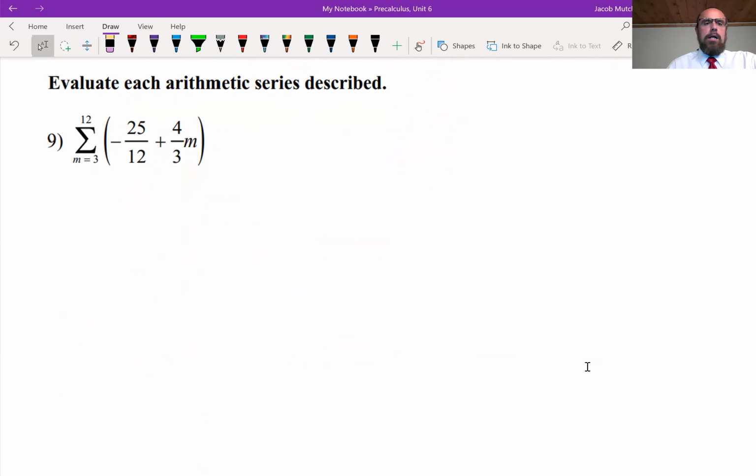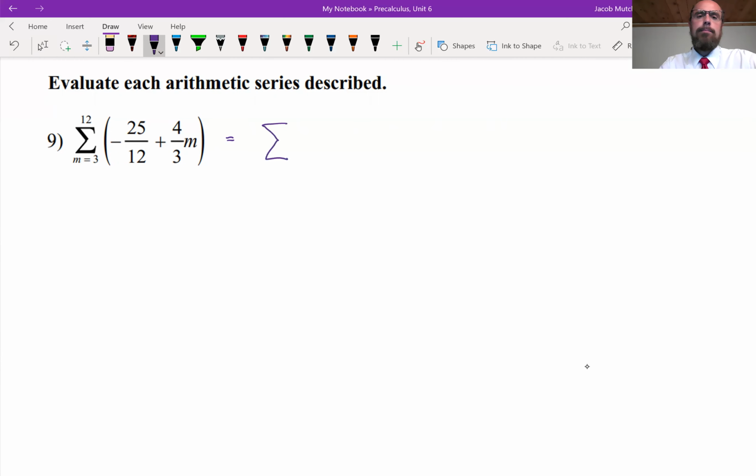Let's take a look at number 9. So this example is different from our previous sigma notation series in that it does not start from m equals 1. It starts from m equals 3. So my formula only works when I'm calculating the sum from the first term to the nth term. So if I'm trying to start at some other term, in this case the third term, I really need to rewrite my initial sigma notation as the difference. So essentially I need to account for the two terms, the first and the second, that are missing here.